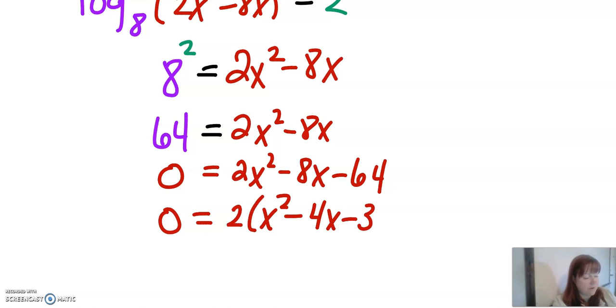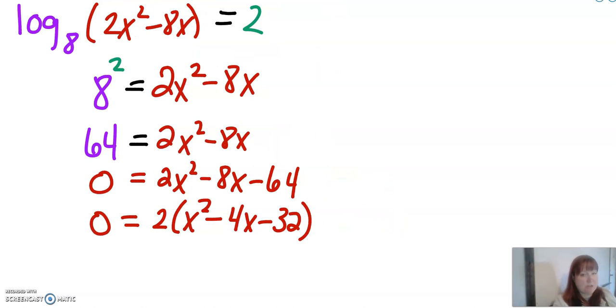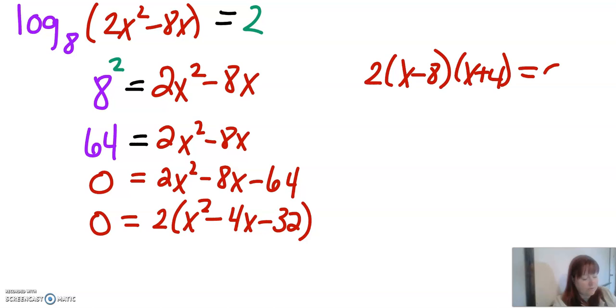to each their own. Okay, so here we pull out a 2 and we get x squared minus 4x minus 32. Now we can factor this. So what multiplies to negative 32 and adds to negative 4? Well, that's x minus 8 and x plus 4 equals 0.